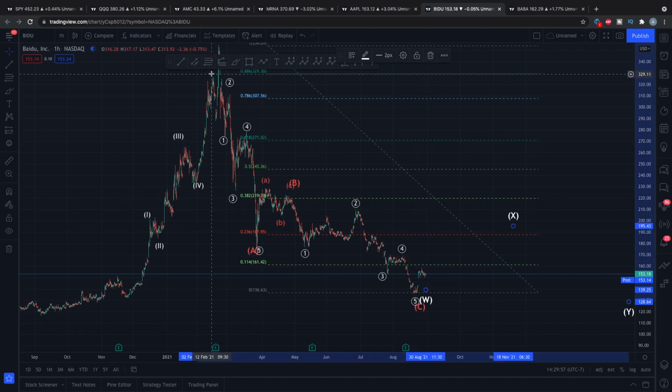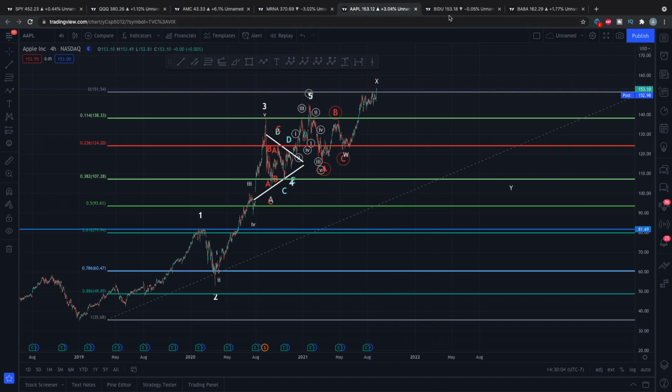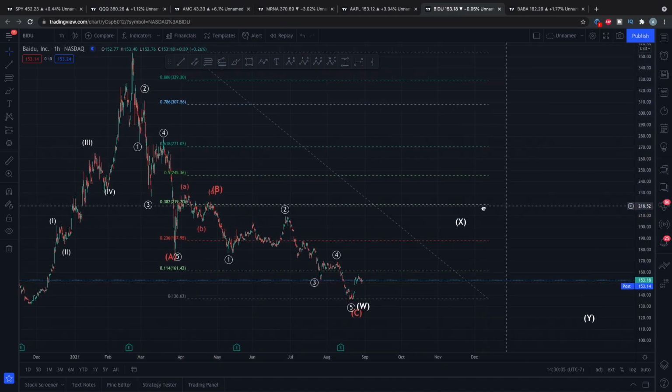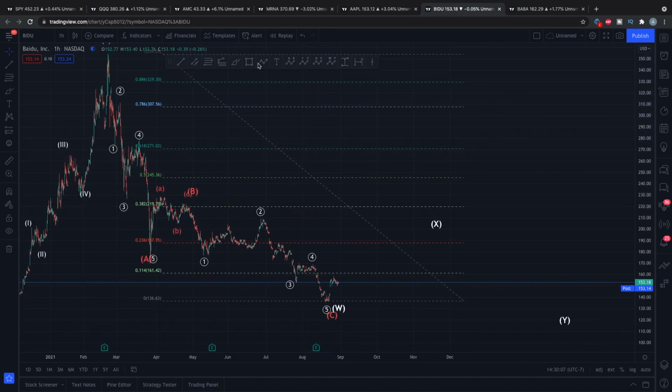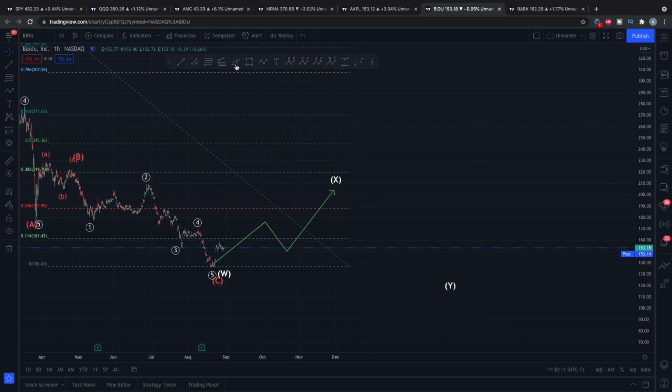So W is just summarizing that ABC correction. And then we were pushing upwards for another failed impulse wave, just like Aapl, similar structure, exact same structure. And we should have a 3-wave move to the upside, so like an ABC, something like that for the X wave. And then we should further correct another time for the Y wave. So that would be, again, potentially an ABC. But yeah, so just another leg of downside.